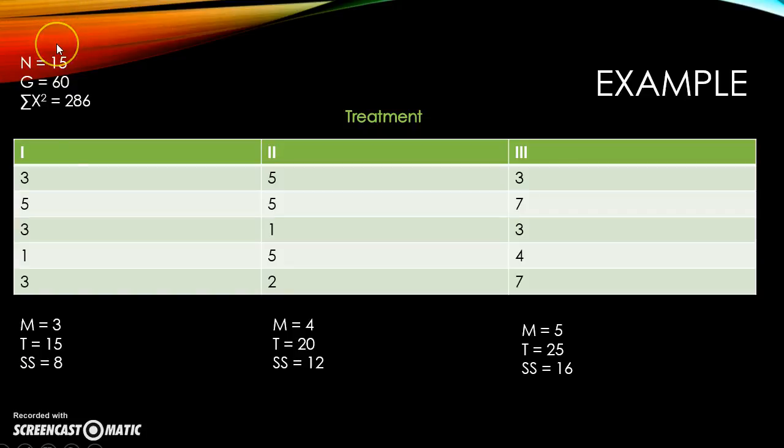I also went ahead and gave you N, which is the total number of participants, G, which is the sum of the T-values, and I also gave you sum of X squared, which you'll be using to figure the sum of squares. So go ahead and take a minute and either screenshot the data or write it down. I'll assume you've done that.